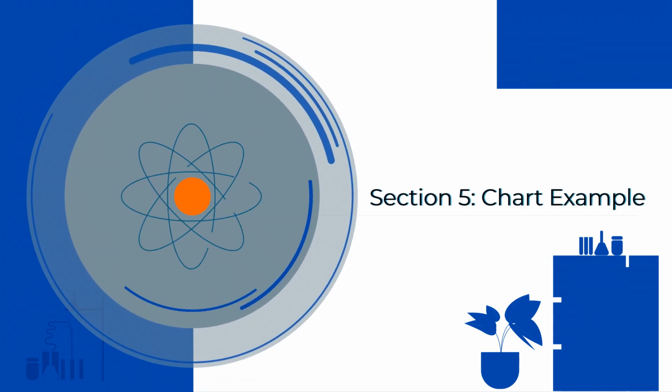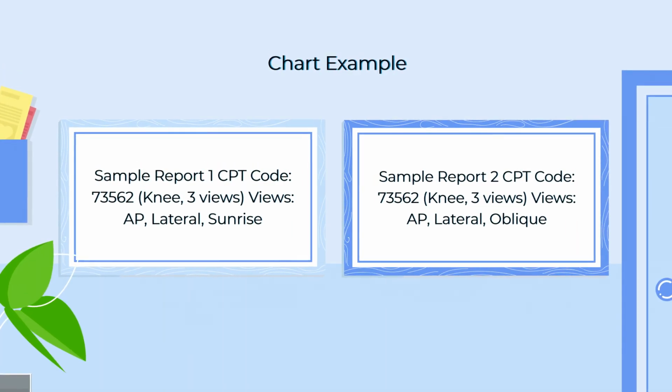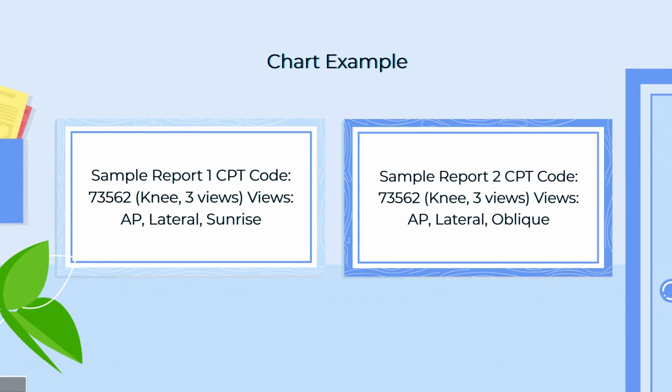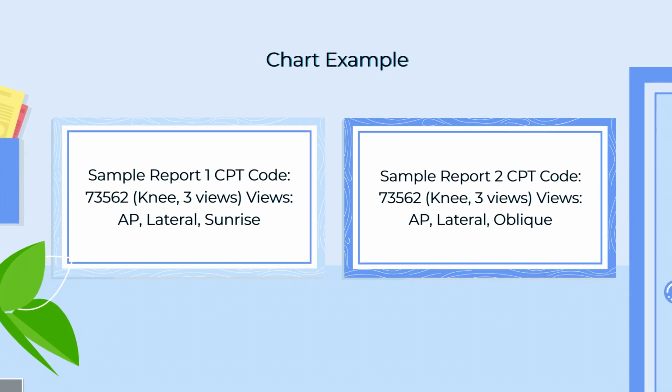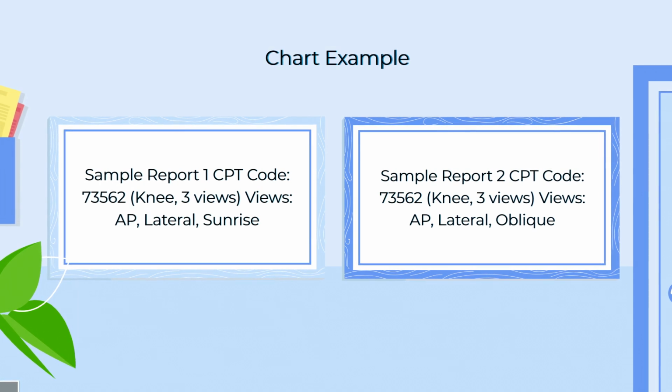Section 5, Chart Example. Let's tie this together with a quick example. Sample Report 1: CPT Code 73562, Knee 3 Views, the views AP, lateral, sunrise. Sample Report 2: CPT Code 73562, 3 Views, the views AP, lateral, oblique. Both examples meet the 3-view knee requirement but use different combinations of views based on clinical needs.